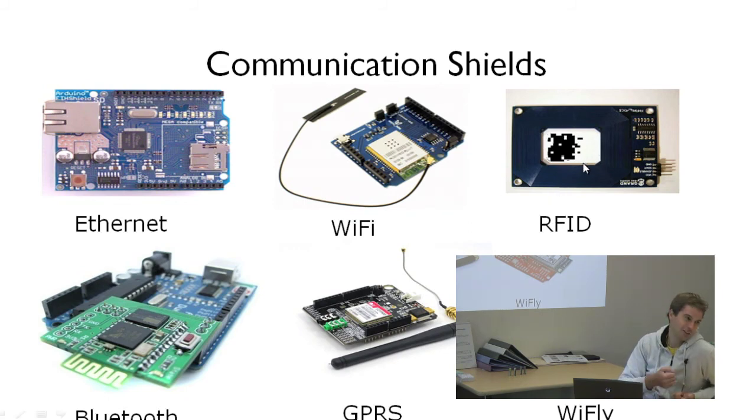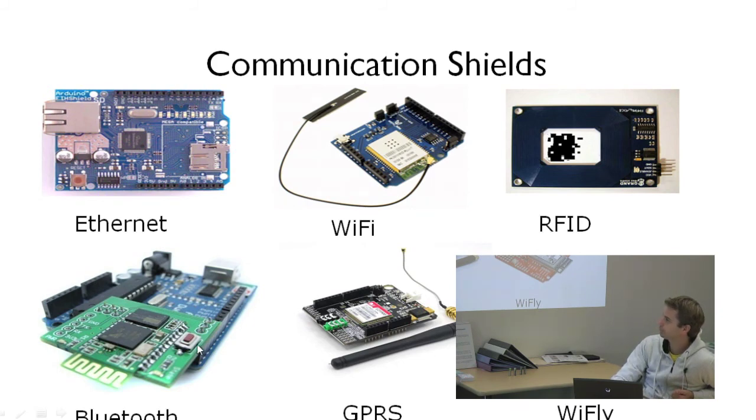This produces a little RFID tag on its little e-ink screen that you can capture with your phone or whatever. Wi-Fi, which is sort of like Wi-Fi but different. GPRS, so you can get GPS information. Bluetooth. Here's another shield sitting on top of an Arduino.